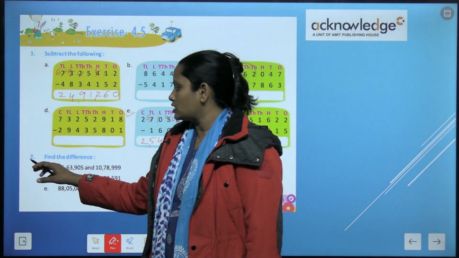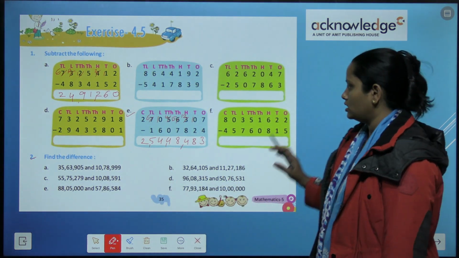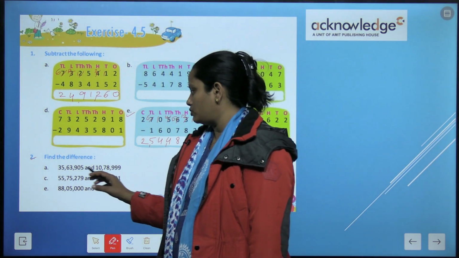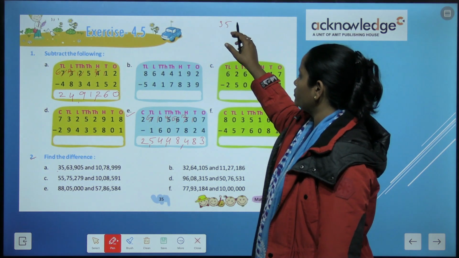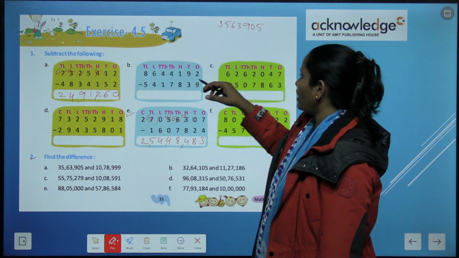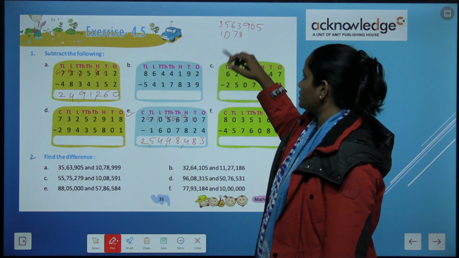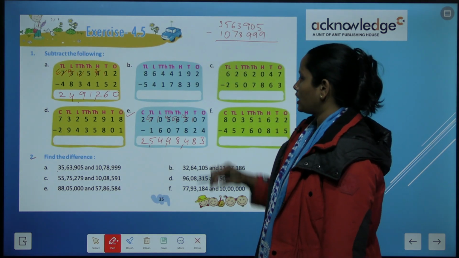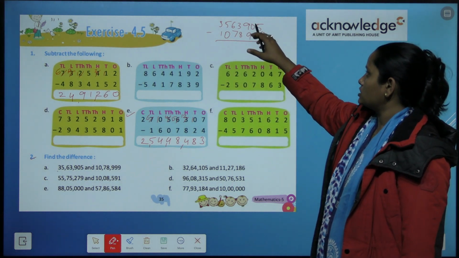Now let's move on to question number 2. Find the difference. Here we have to categorize these in the columns and then we have to subtract. So let's see which number is greater from these two. This is the greatest. So ये ऊपर लिखेंगे 35,63,905. And from this we are going to subtract 10,78,999. Subtract करना है इन दोनों को. Let's subtract it. So it's 15 here.